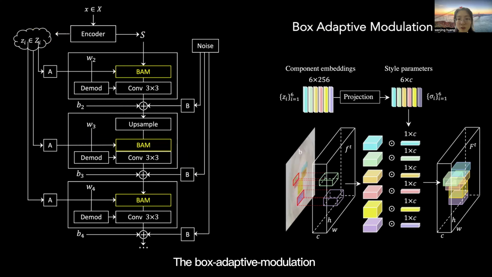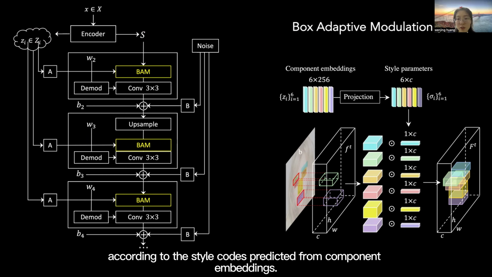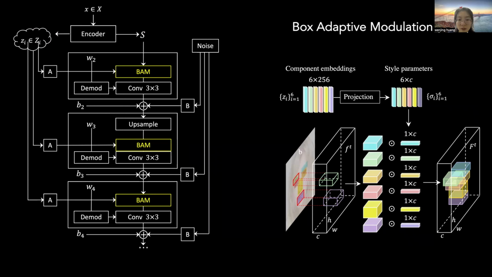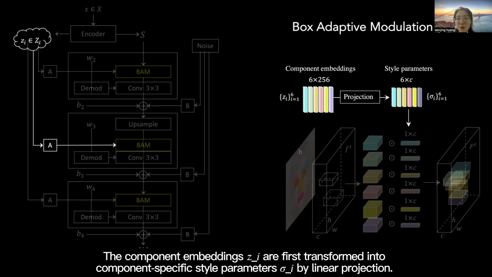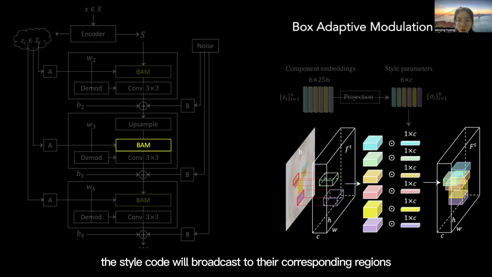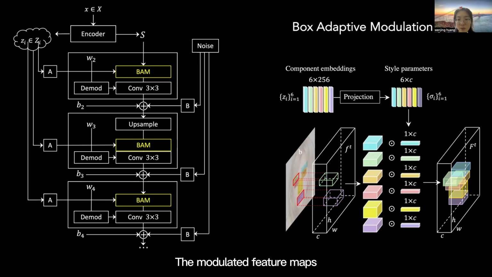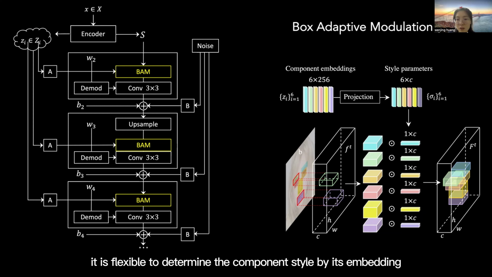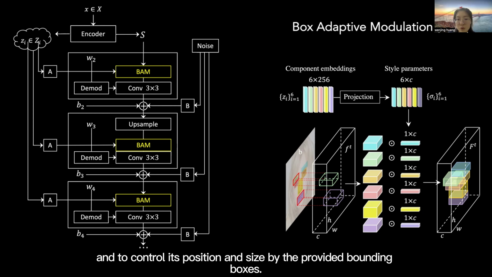The box adaptive modulation can adaptively modulate visual styles within box-like regions on the feature maps according to the style codes predicted from component embeddings. The right figure shows the details of BAM. The component embeddings Zi are first transformed into component-specific style parameters sigma i by linear projection. Then, the style code will be broadcast to the corresponding regions according to the rescaled bounding boxes to yield a modulated feature map. The modulated feature maps will be passed through the following convolutional layers. With the BAM, it is flexible to determine the component style by its embedding and to control its position and size by the provided bounding boxes.